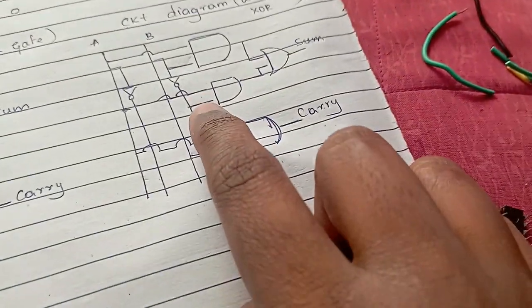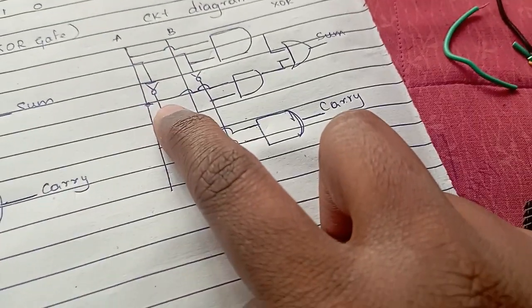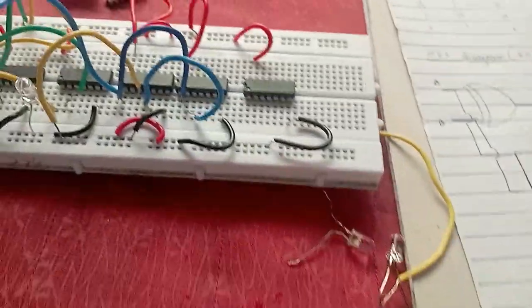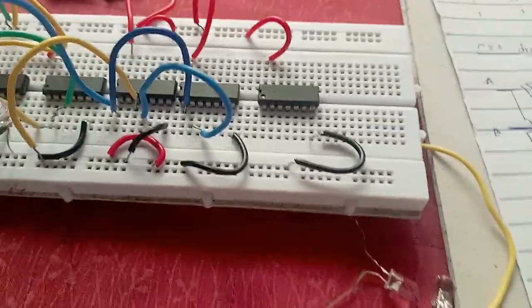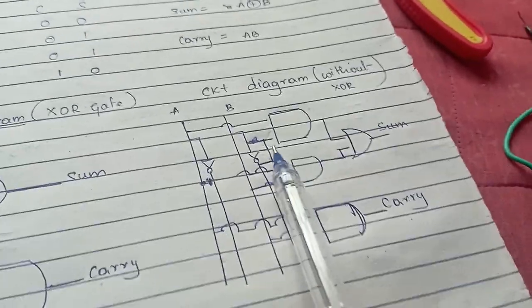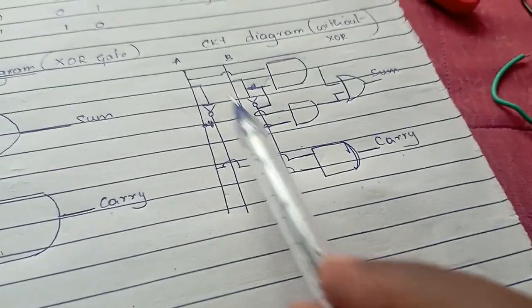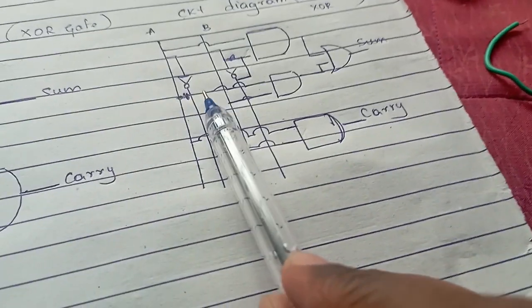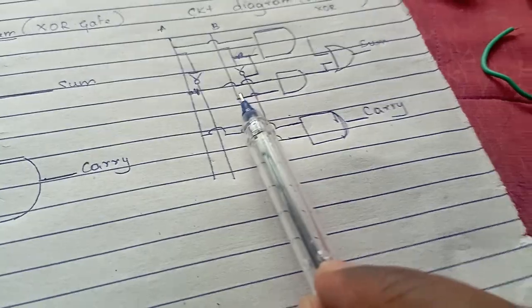Now for the second AND gate, the first input is going to be A bar and the second input is going to be B. So let us connect according to that. So I have connected A to the first input and B bar to the second input of the first gate. The next connection is going to be A bar to the first input and B to the second input of the second AND gate.